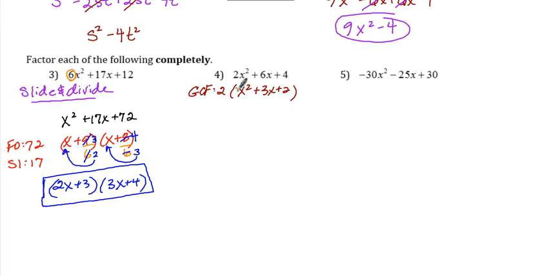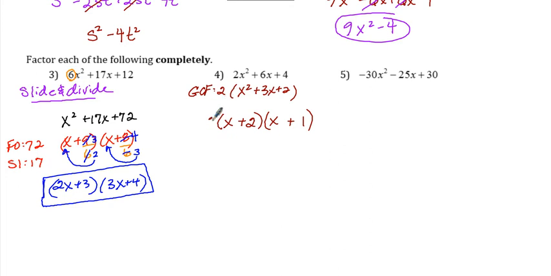This number in front of here is an invisible 1, so we actually don't need to use foci or slide and divide or split the middle term or guess and check. We don't have to. If you would like to, you can. We actually can just sit here and think to ourselves, what multiplies to 2 and adds to 3? 2 and 1 serve that purpose. So we can build our factors, and they're both positive.